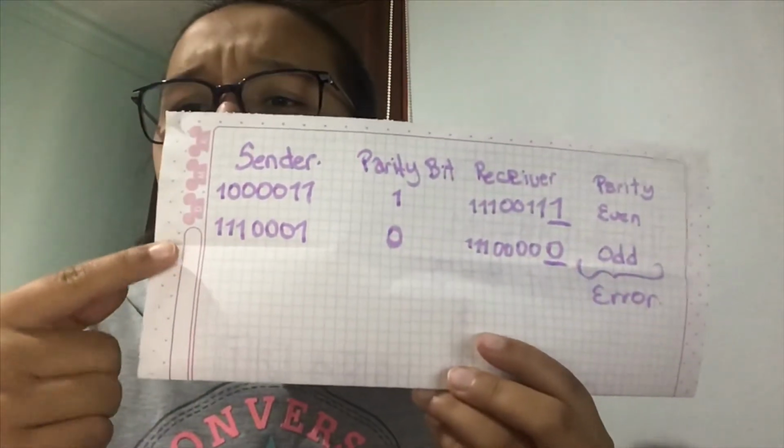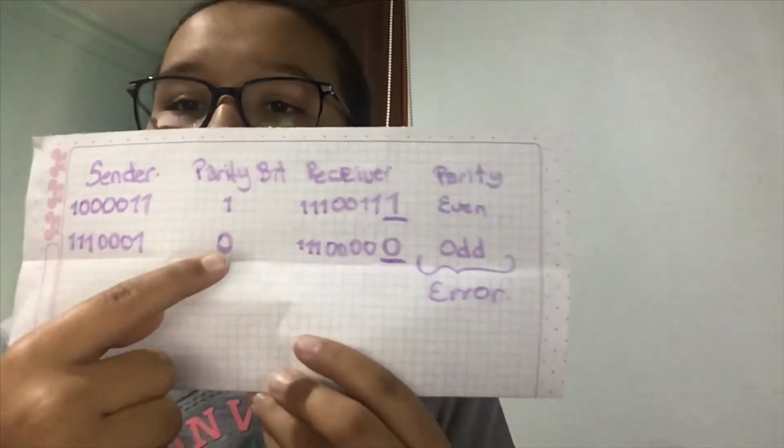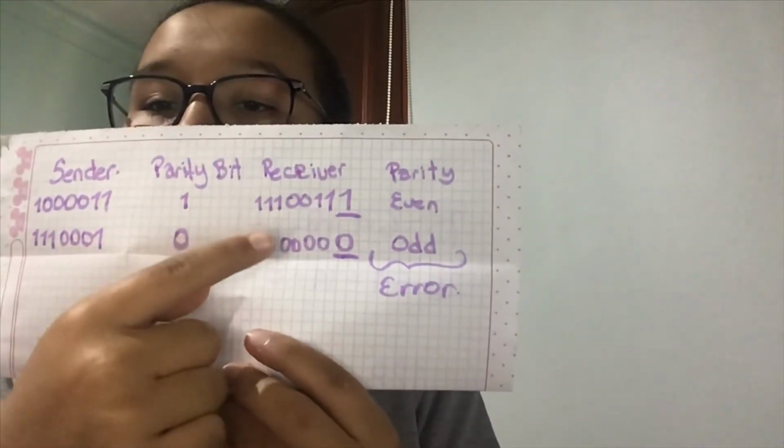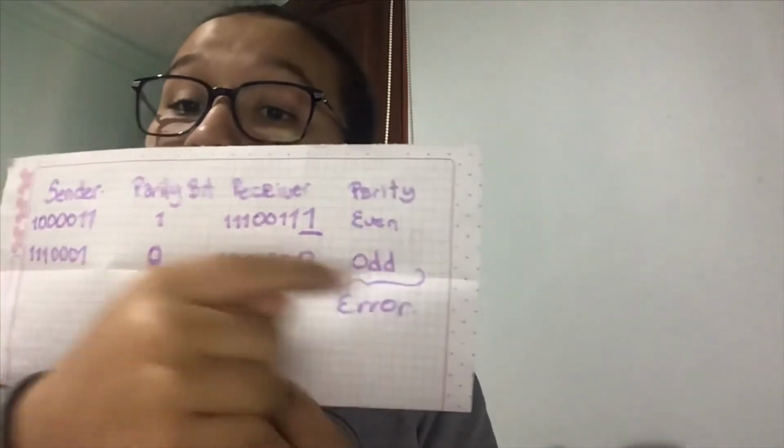In here we have a sender that is 1110001. The parity bit is 0. The receiver is 1110000 and 0. And the parity is odd. When it is odd, there's an error. And remember that if you add a digit, the number will change.